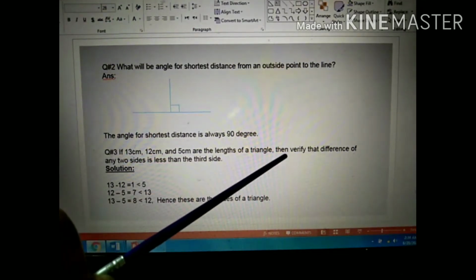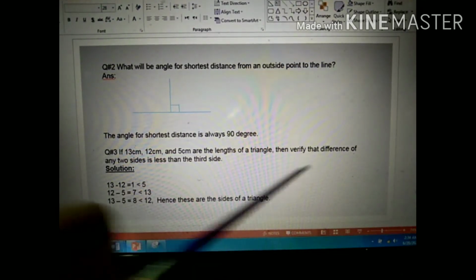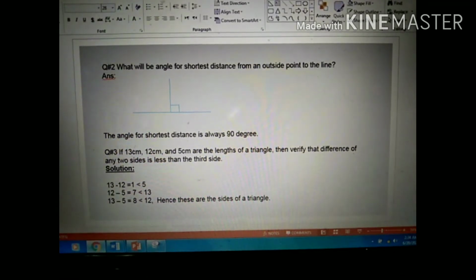Now question number 3. In question number 3, we have 1, 2, 3 sides. But here the rule is different. Here you can check the difference of two sides, and if the difference is less than the third side, it means the sides are forming a triangle. So this is the opposite of our key point. What have we done in the key point? We have checked the sum of two sides, and the sum of two sides must be greater than the third side. And in this question, we are going to check the difference.